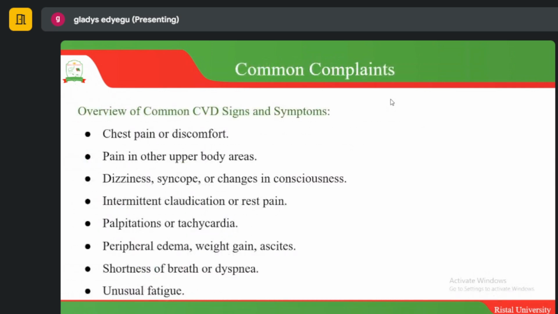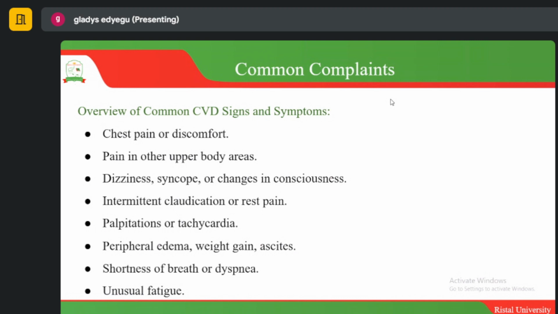So the common complaints that these patients can always give you, one of them is chest pain or discomfort. And you know where the heart is, it is within the chest region. So they will tell you, I don't feel comfortable and I feel pain, maybe on the left hand side where the heart is located. So when they express that, then you start suspecting that this patient could be having a cardiac condition or a cardiovascular system condition.